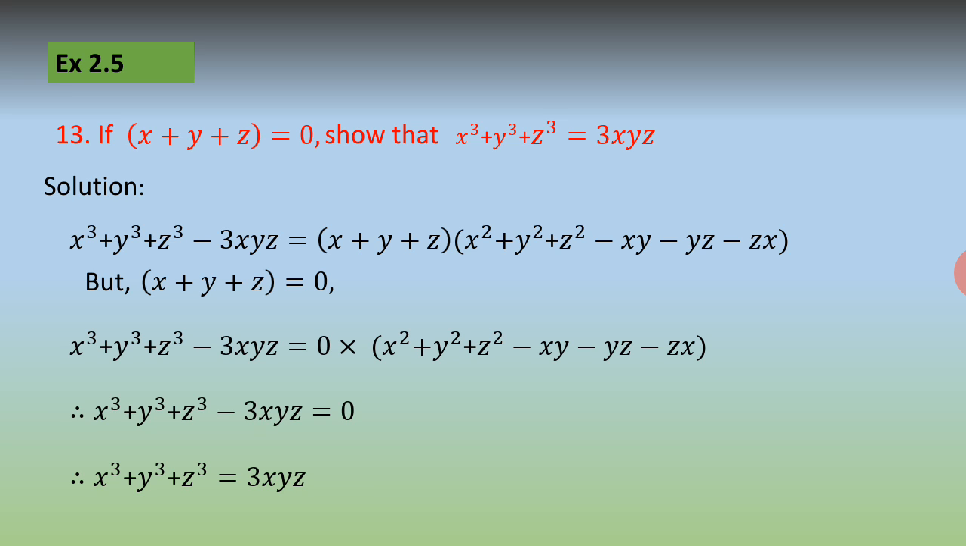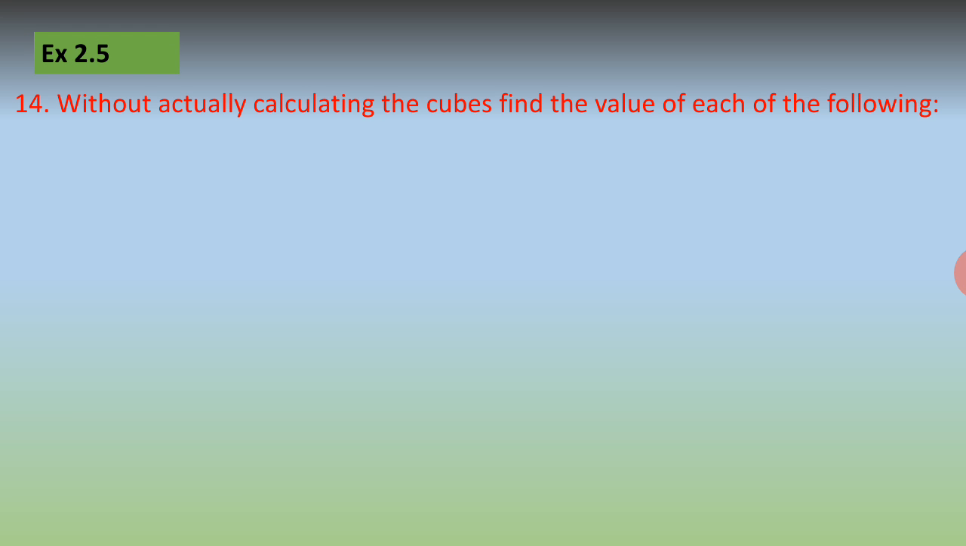Now, this question number 13, the statement can be used for solving other problems. Here, you have to remember that whenever x plus y plus z, the three numbers, add up to 0, then the sum of the cubes of all three will always be 3 times xyz. We are going to use this fact in the coming question, that is question number 14.